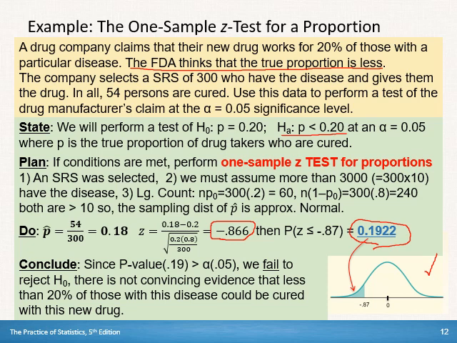say there is not convincing evidence that less than 20% of those. So we're saying the alternative hypothesis. So we're taking what we have up here in words and saying it in that last part. So we do not have convincing evidence that less than 20% of those with the disease could be cured with the new drug.